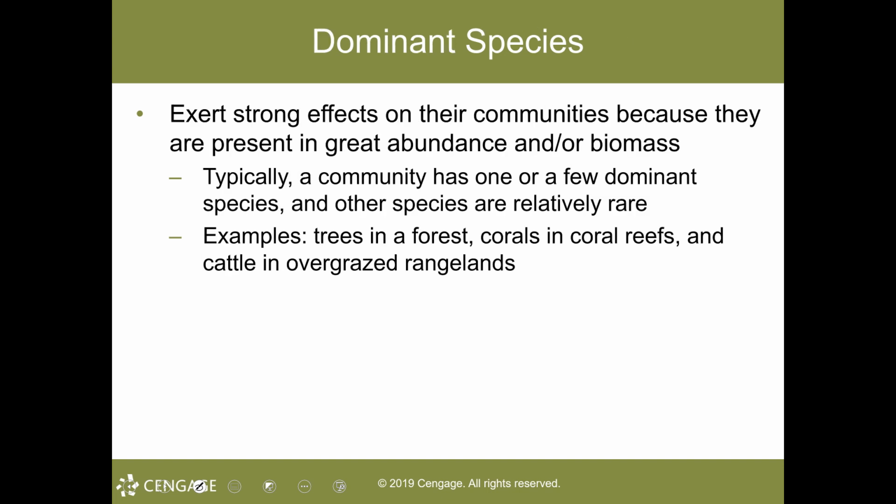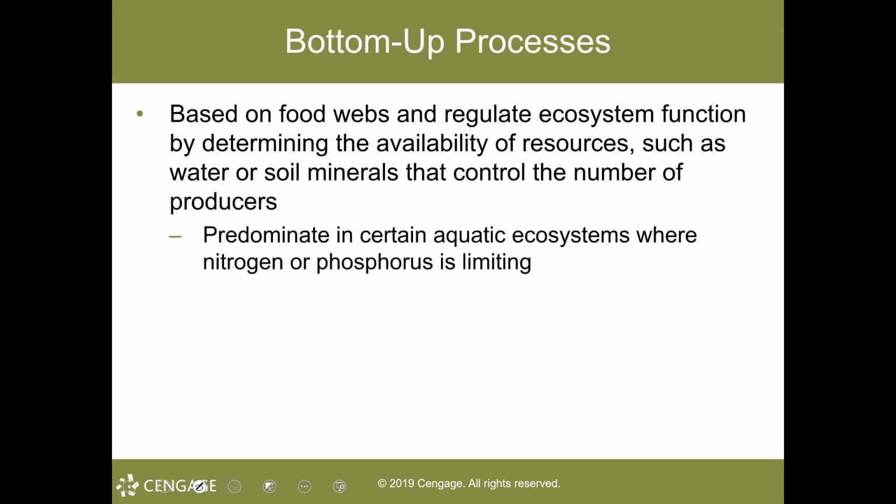Dominant species, I say, are a good contrast, in that dominant species greatly affect the community, but it's because they are just quite common in that area. So trees in the forest, or corals in coral reefs, or even cattle that overgraze the rangelands. Their effects are dominant because there are just that many of them.